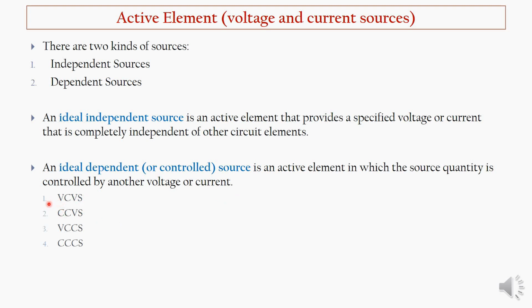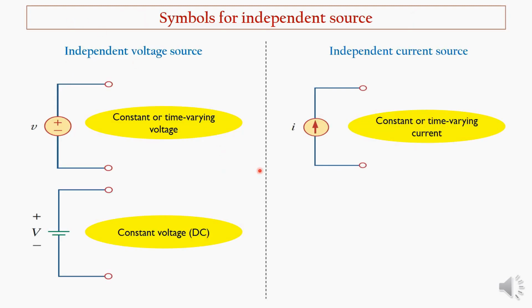There are four types of controlled sources or dependent sources. First one is voltage controlled voltage source. Second, current controlled voltage source. Third, voltage controlled current source. And fourth one is current controlled current source. So let's see what are the symbols which are used to represent the independent sources. Let's talk about first the independent voltage source. In that, you can see there is one circle along with the polarity, negative and positive marks, which are used for the constant or time varying voltage.